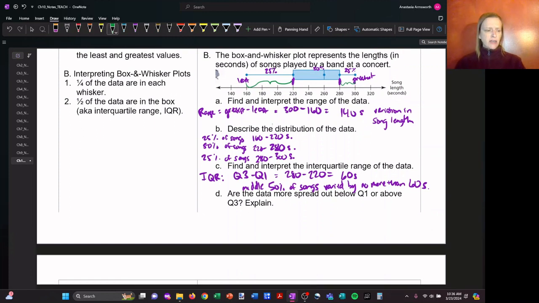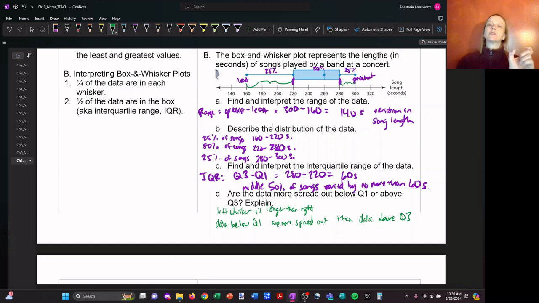And so the data, because the left whisker is longer than the right whisker, which means data below the Q1 are more spread out than the data above Q3. So the length of the whisker kind of represents how spread out or not the data are.